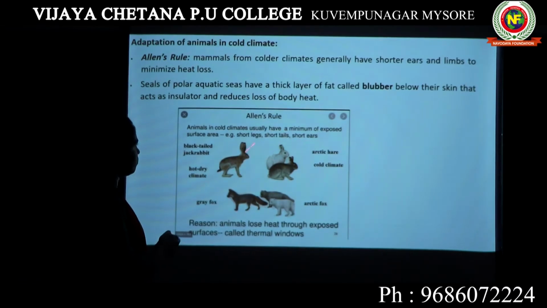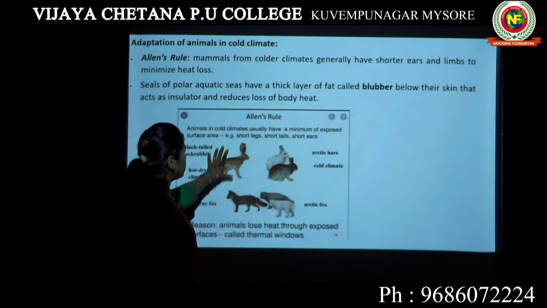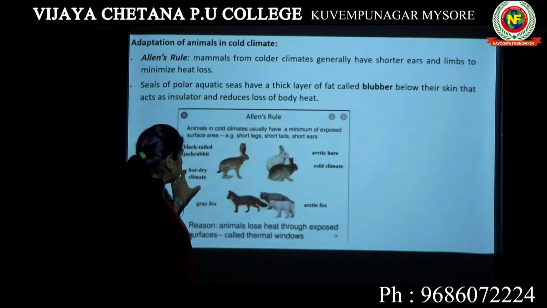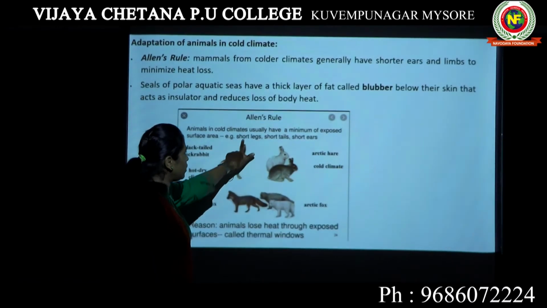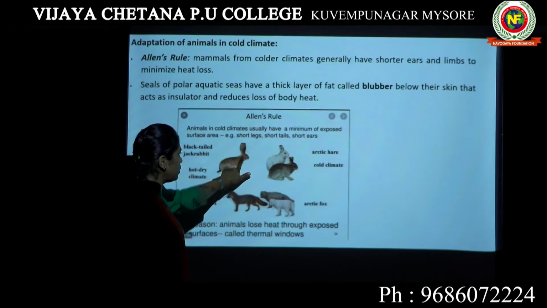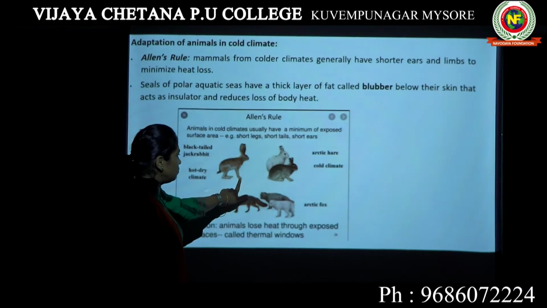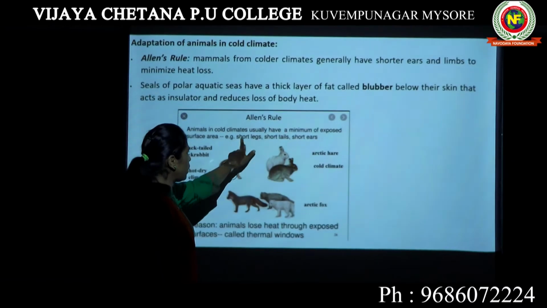Here in this picture, this is Allen's rule. In this picture you can see two types of rabbits. This one is generally known as the black-tailed jackrabbit. This is the rabbit which lives in hot, dry climate. If you look at its ears, the ears are very lengthy and the limbs are also very long. Forelimb and hind limb are both very long.